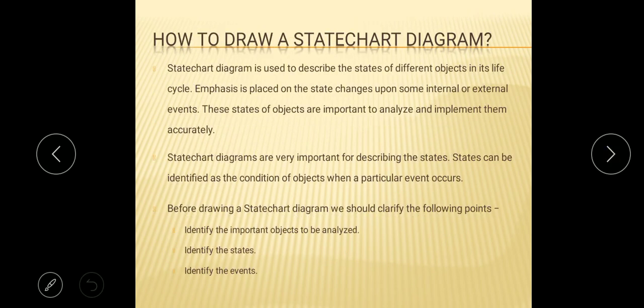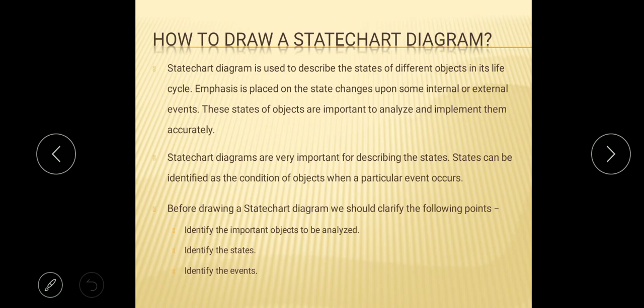Now, how to draw a state chart diagram? A state chart diagram is used to describe the states of different objects in their life cycle. Emphasis is placed on the state changes upon some internal or external events. These states of objects are important to analyze and implement accurately. State chart diagrams are very important for describing the states. States can be identified as the condition of the objects when a particular event occurs.